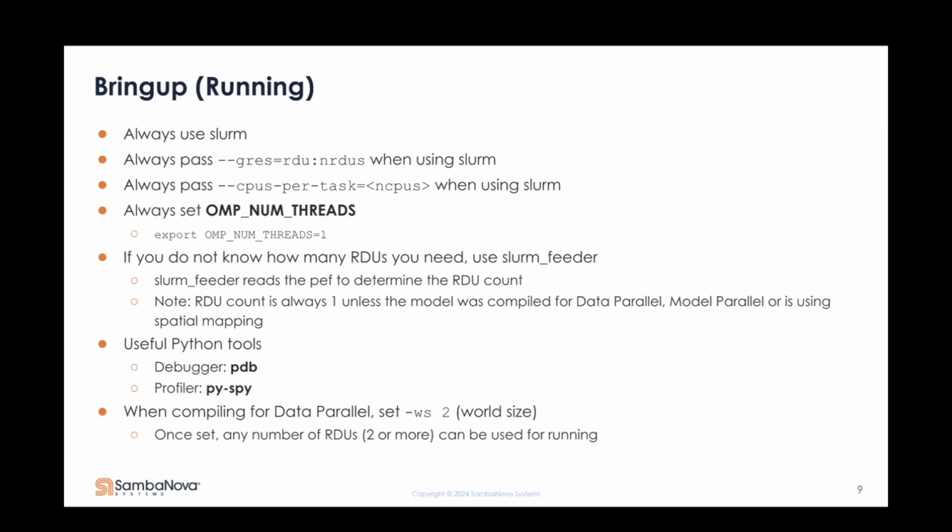One of the most important flags that you can set when using data parallel is this WS flag, allowing for multiple RDUs to be used in parallel for a number of workers. Without this you won't be able to take advantage of that. But once set, it will use as many RDUs as are available to it.